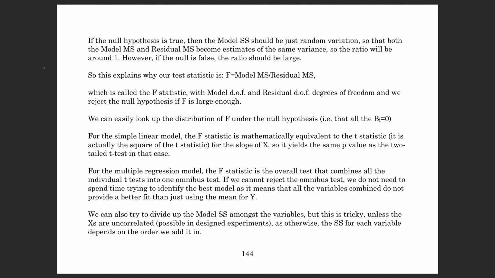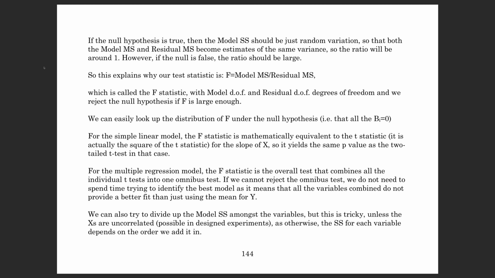Now you might say, if I go back to the simple linear model, what's the difference between this F statistic and the T statistic we used before? Well, it turns out that if we square the T statistic in simple linear regression, we get the F statistic. So for a two-tailed t-test, the F statistic gives us exactly the same p-value, exactly the same observed significance level, regardless of whether we use the F test or the two-tailed t-test.